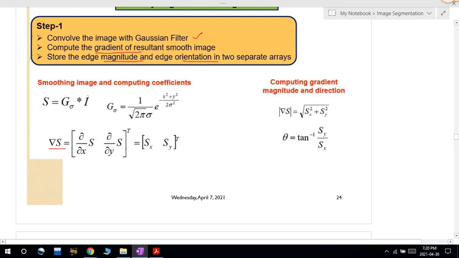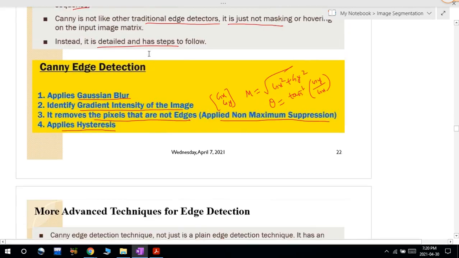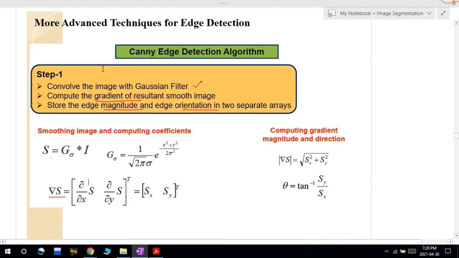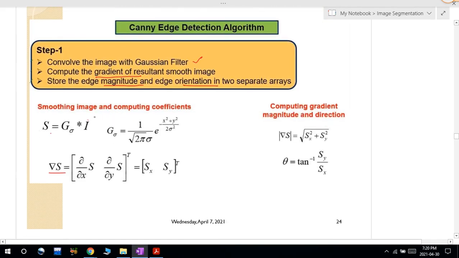After convolving the image with the Gaussian filter, within step 1 only, these two steps, applying Gaussian blur and computing the gradient intensity of the image, are described here. First I convolve the image with the Gaussian filter, later I find the gradient of the image. I write it as a transpose, or otherwise as dou s by dou x, dou s by dou y. After finding these values, sx and sy, I will find the gradient magnitude and direction.